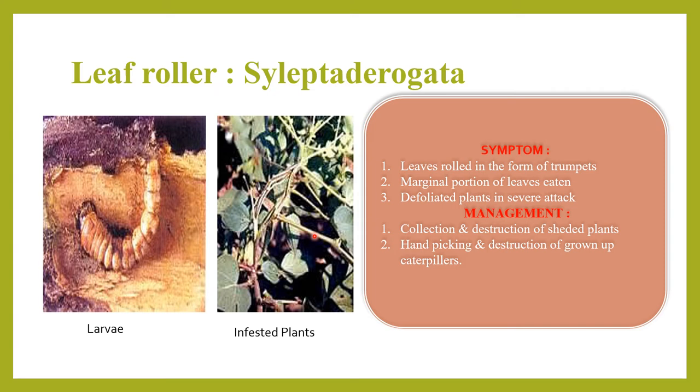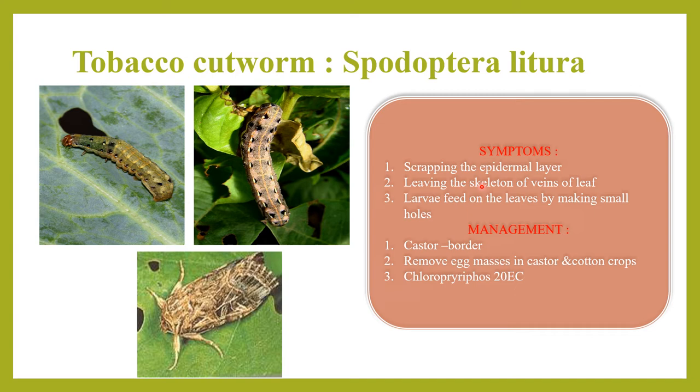And coming to the tobacco cutworm, what are the symptoms due to tobacco cutworm? Tobacco cutworm is a very important one, which makes holes. Here you can see the adult grabbing and scraping the epidermal layer, and the skeleton of the veins can be seen in the leaf structure, and the larva feeds on the leaves by making small holes. These are the symptoms of the tobacco cutworm for any crop, not only for cotton but also for other crops. If you see this type of holes, this is the symptom of the tobacco cutworm.